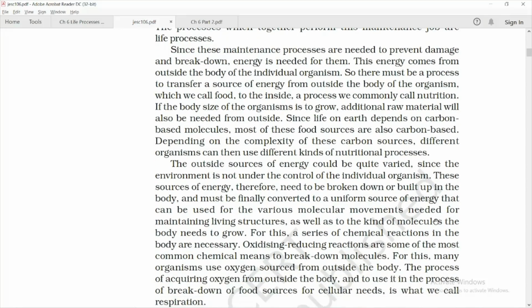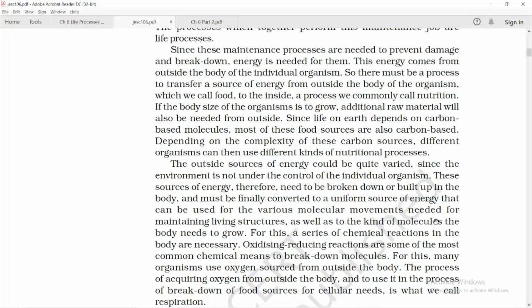Since these maintenance processes are needed to prevent damage and breakdown, energy is needed for them. This energy comes from outside the body of an individual, so there must be a process to transfer a source of energy from outside the body of the organism, which we call food, to the inside, a process which we commonly call nutrition. If the body size of the organism is to grow, additional raw material will also be needed from outside. Since life on Earth depends on carbon-based molecules, most of these food sources are carbon-based.